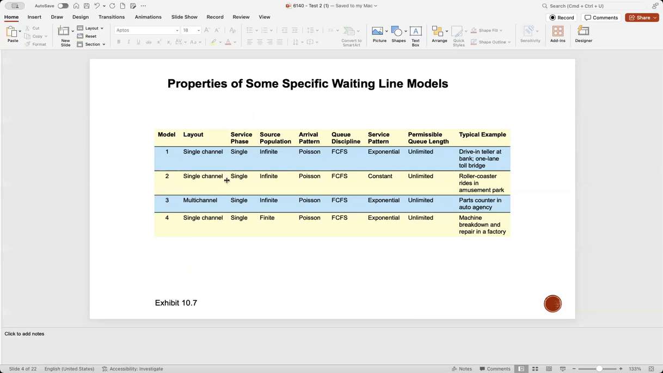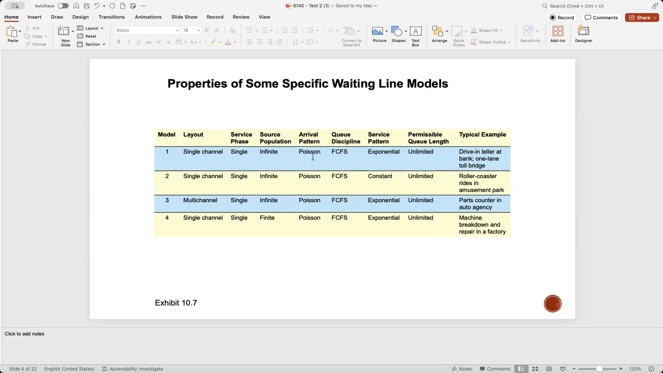But for the whole chapter 10, for the homework and for the test as well, we only focus on the first model, model 1. It talks about a single channel, single phase, the population is infinite, the arrival distribution is Poisson, the priority rule is first come, first served, the service pattern follows the exponential distribution, and the queue length is unlimited. So here is the example.